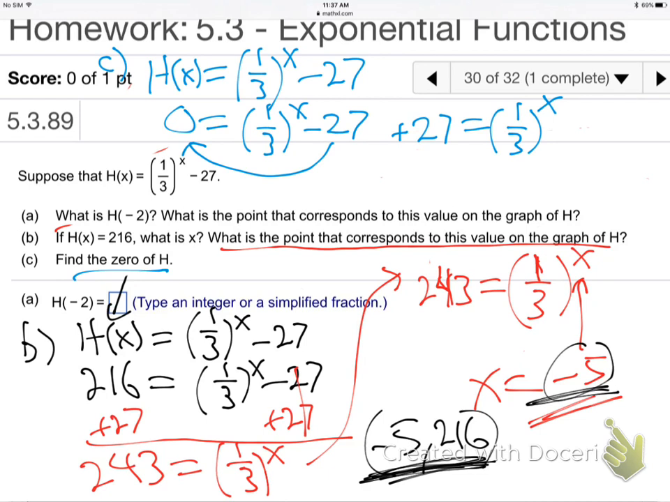So what power of x is needed there to make that into 27? Does everybody see it's negative 3? Because 3 times 3 times 3 is 27. You've got to flip it. So that's why the negative part. Yeah, Karen?